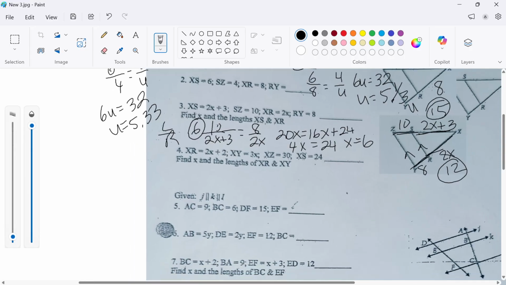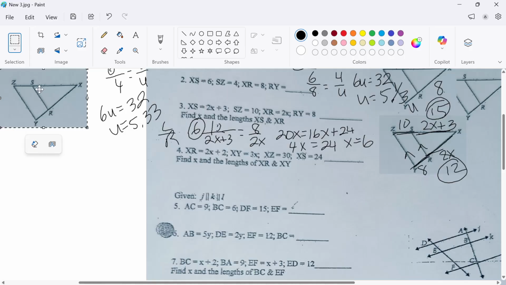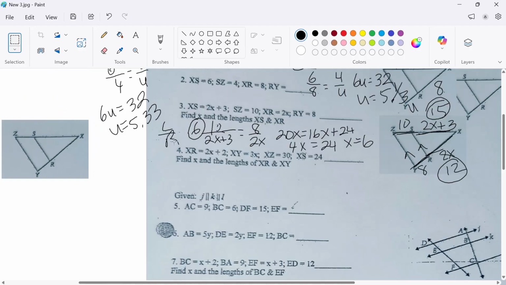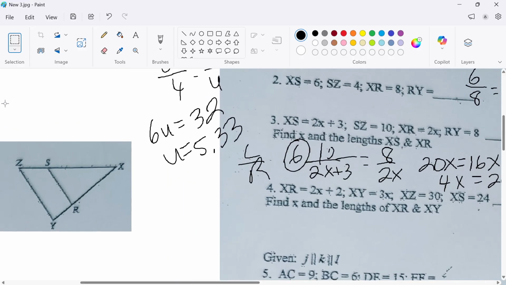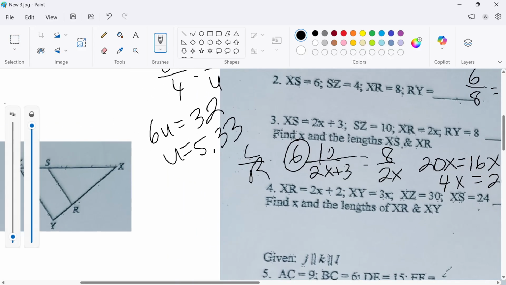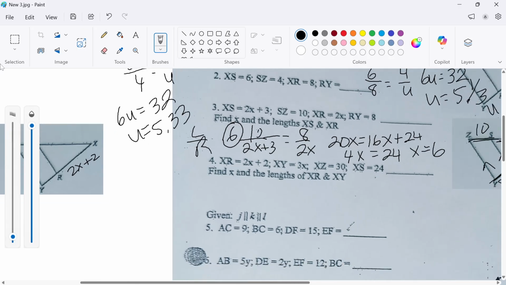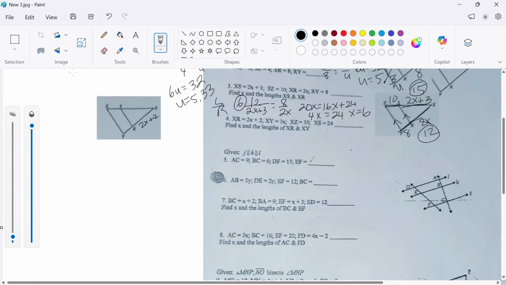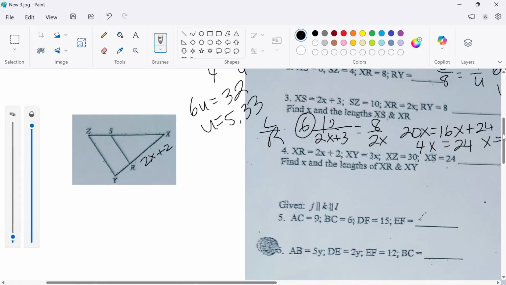All right, I've got one more, same way. It wants x, and then it wants all the lengths. I guess I'll put that one over here. XR equals 2x plus 2. Man, it just keeps moving to where I don't want it to be. XY equals 3x. This whole big thing is 3x. XZ is 30. This whole big thing is 30. And then XS is 24.